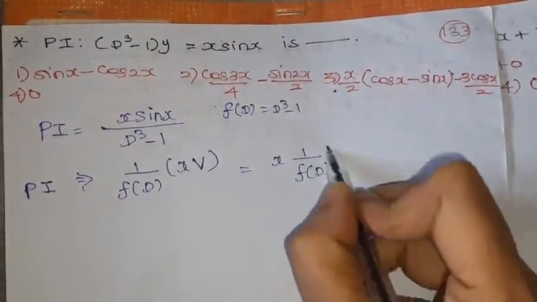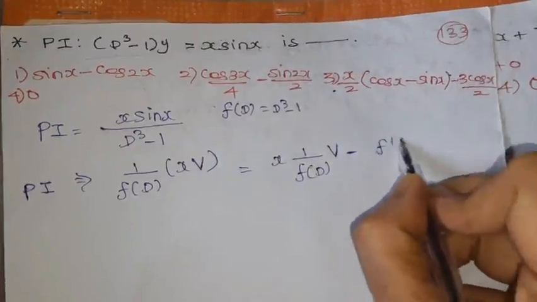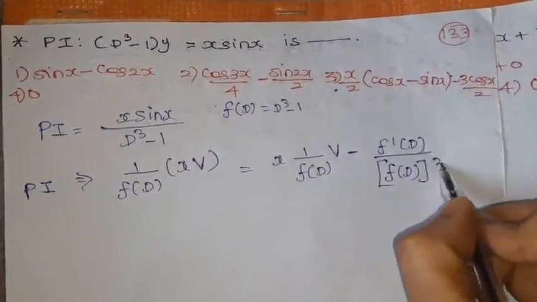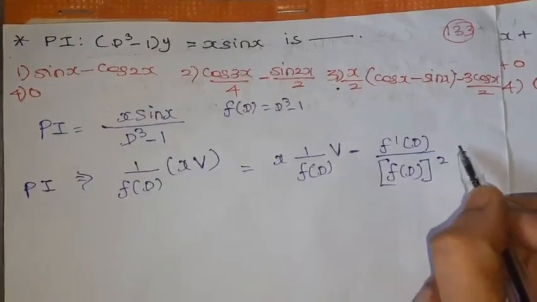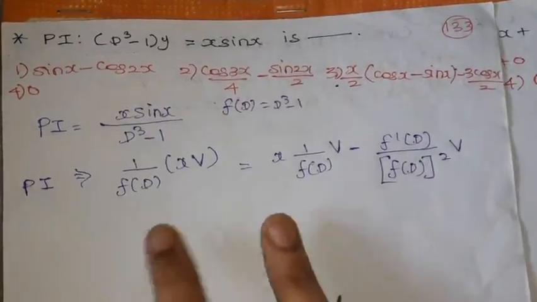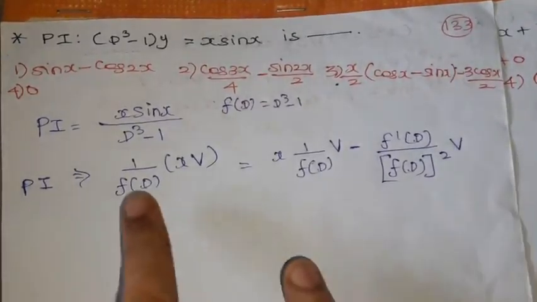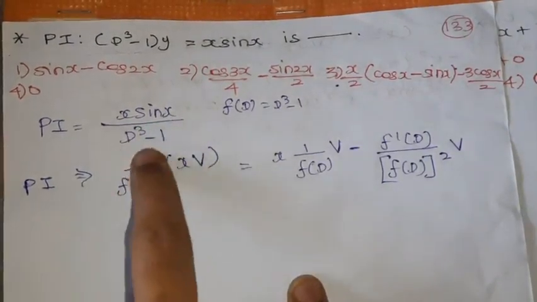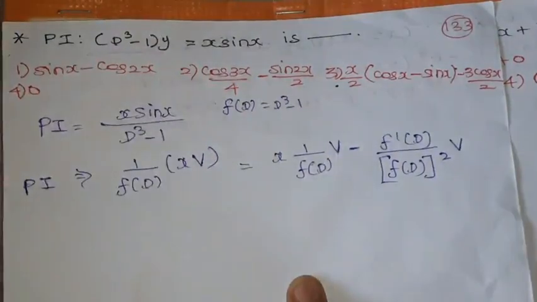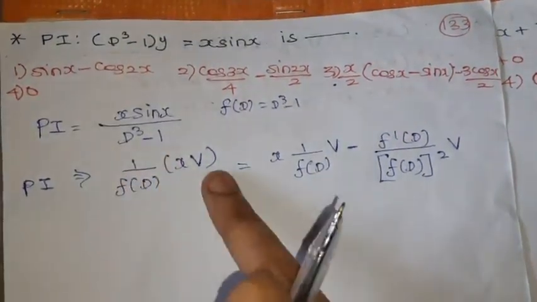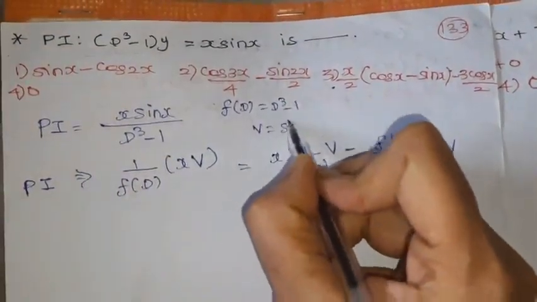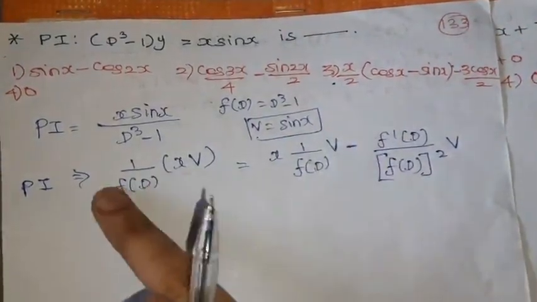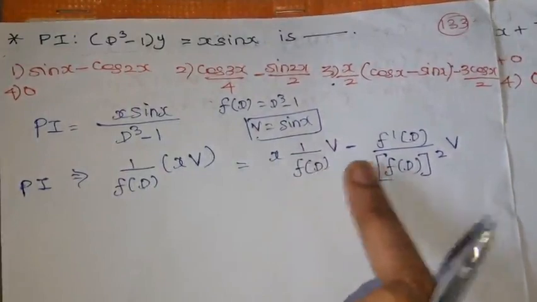So 1 by f of D x V: the particular integral is x into 1 by f of D into V, minus f dash of D divided by f of D the whole squared into V. Okay, so this is the formula. We are going to apply this formula for this problem. What is V here? V is equal to sin x. Just substitute all values in that formula, then we can find the particular integral.